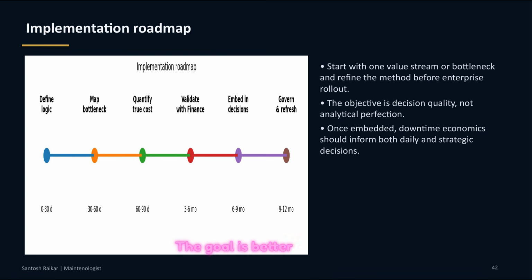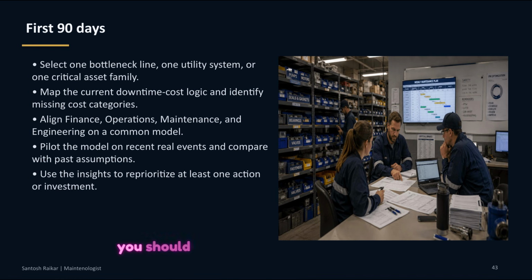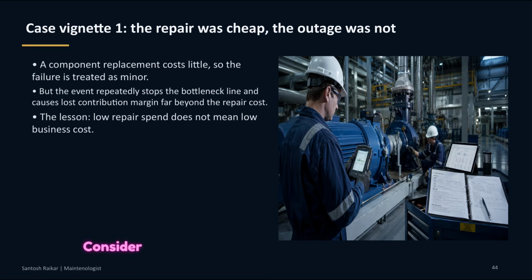The goal is better decisions, not perfect spreadsheets. In your first 90 days, you should pilot a new model on a real event. Align your key stakeholders, finance, operations, and maintenance, and use the insights gained to reprioritize at least one major investment or action plan.